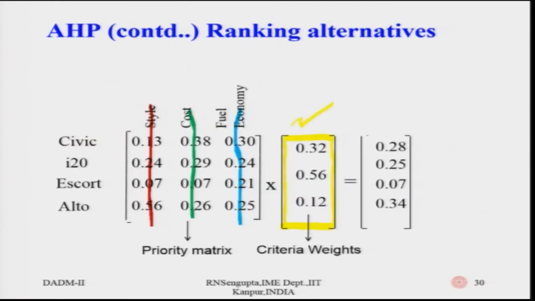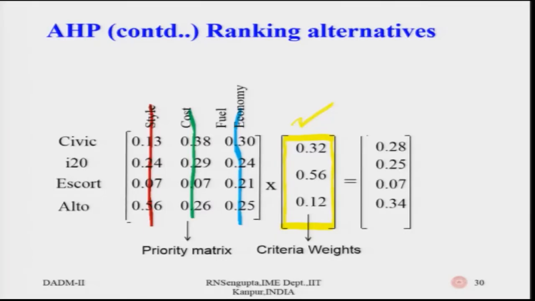So, this is done. Now you multiply the priority matrix with the criteria weights. That means you are giving the priorities to the alternatives, and they are being weighted based on the weightages or priority values which you gave to the criteria themselves. Once you multiply, remember the ranks and the size of the matrix are important. This is a 3 cross 3 and this is 3 cross 1. So, obviously, the end result will be 3 cross 1, as it should be.